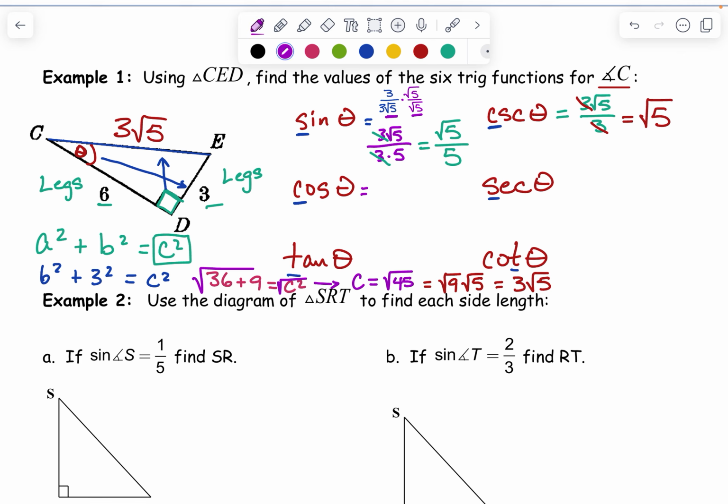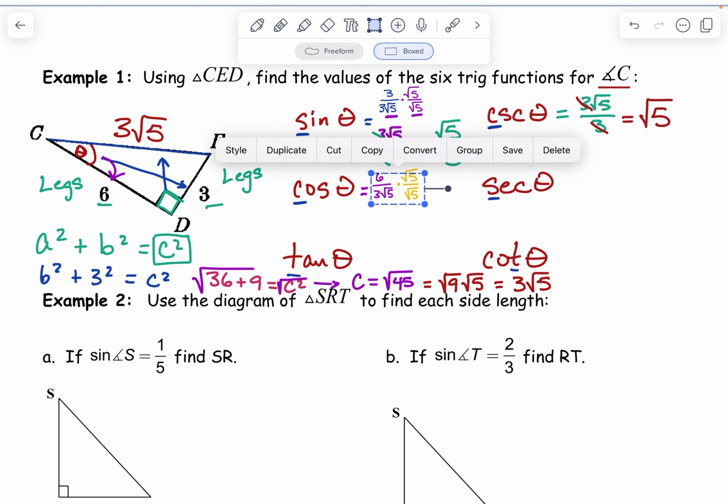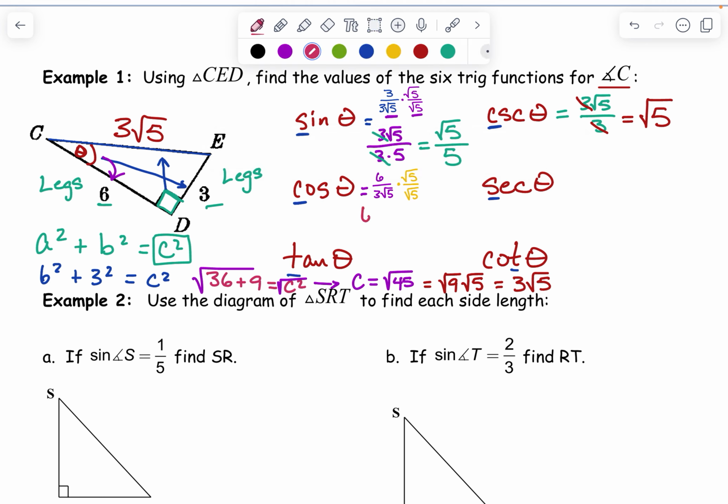Now for cosine, we want to use our adjacent side. That's our next door side. And we want to put that over the hypotenuse. And just like the first sine problem, we will need to rationalize this. And that will give us, I'm going to make that a little smaller, 6 square root 5 over 3 times 5.